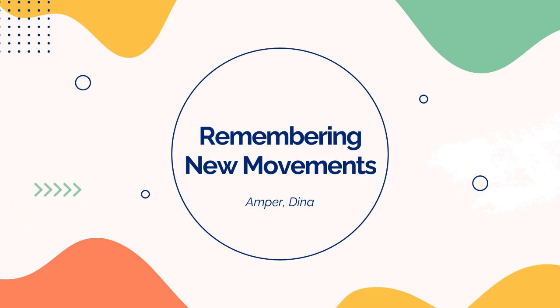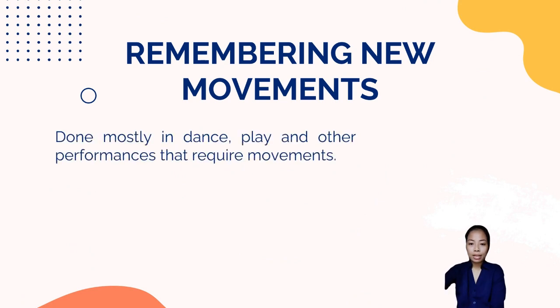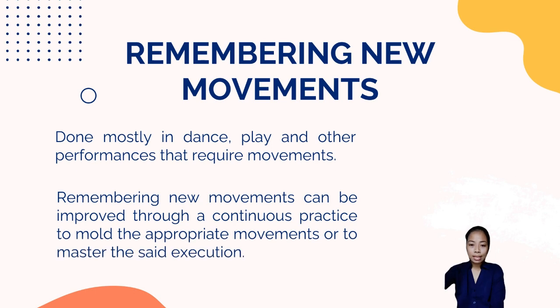Remembering new movements. One of the problems in improvisation is remembering new movements, which can be done mostly in dance, play, and other performances that require movements. My example for this is a word cheer dance competition in PE, which was cancelled. In order for us to win the competition, we need to remember the new movements taught to us and for us to have unity in dancing. And remembering new movements can be improved and molded through practice.